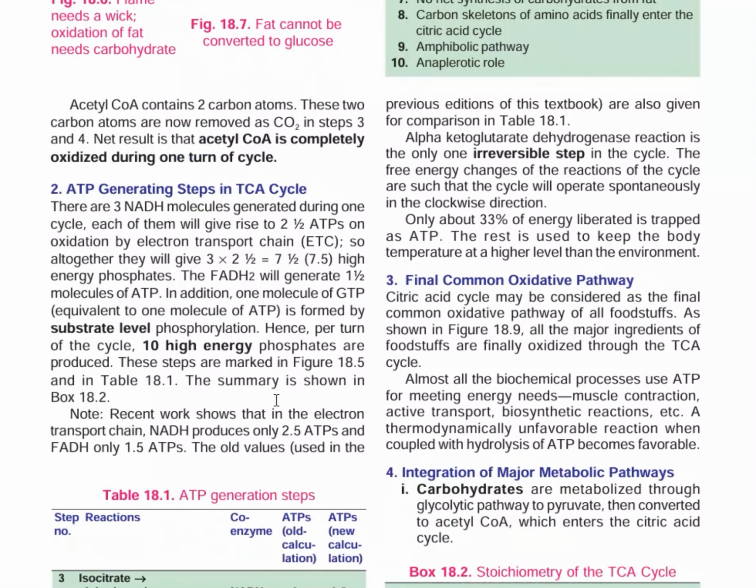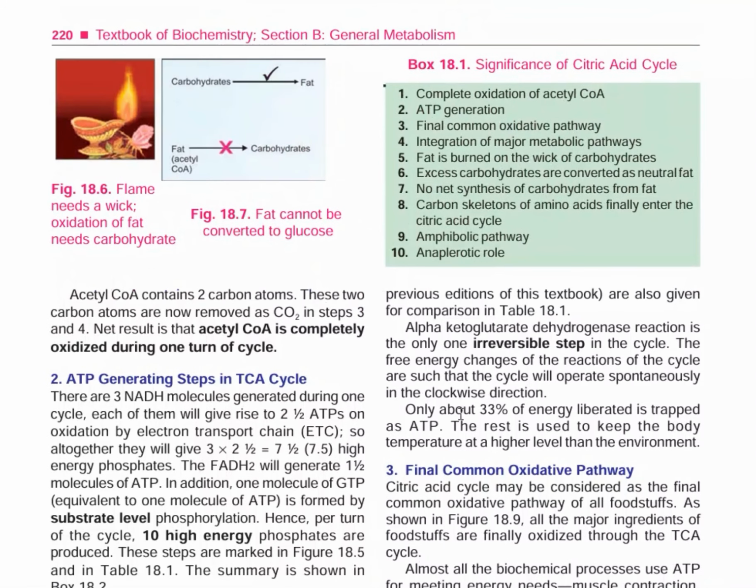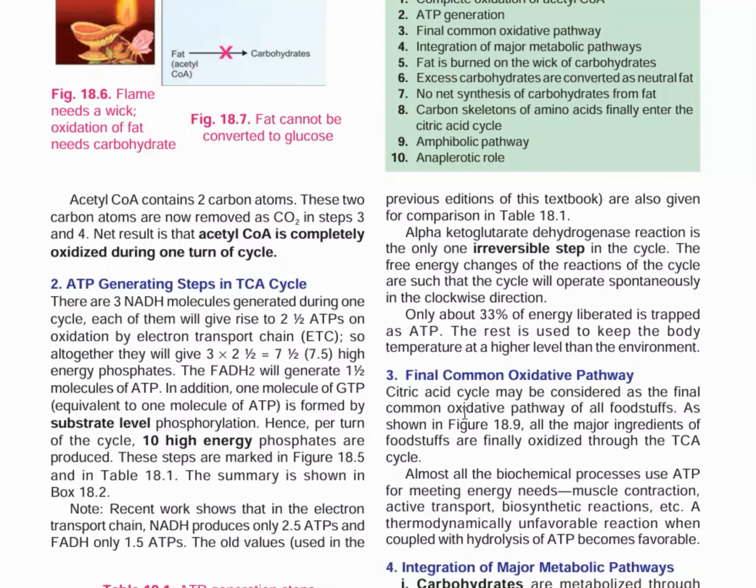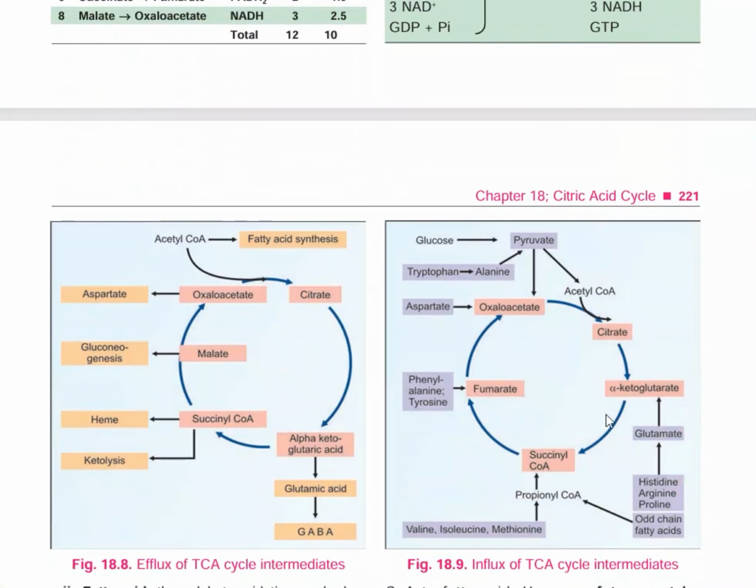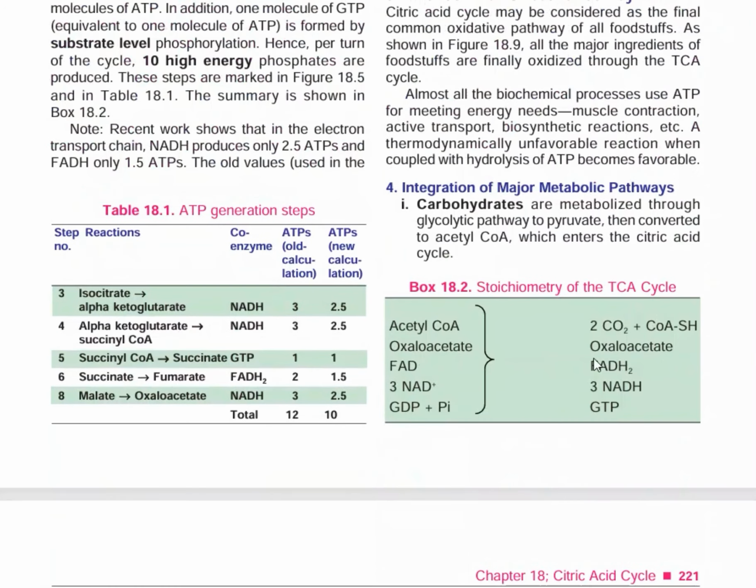And a very important thing is that another significance of the TCA cycle is the final common oxidative pathway. What does it mean? It means that the citric acid cycle may be considered the final common oxidative pathway for all foodstuffs. In figure 18.9, it shows major foodstuffs are finally oxidized through the TCA cycle. These major ingredients like glucose and amino acids can all enter into the TCA cycle.